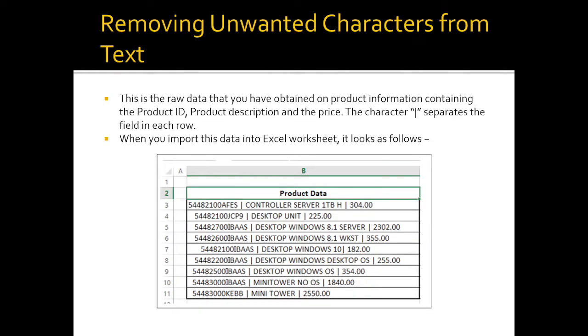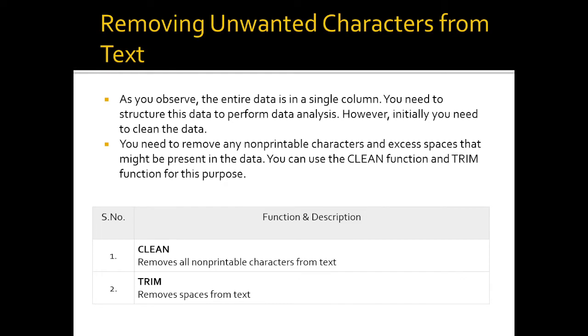This is the raw data that you have obtained on product information containing the product ID, product description, and the price. The single bar, or vertical bar, character separates the fields in each row. When you import this data into an Excel worksheet, it looks as follows. This is how the data will look if you import it. As you observe, the entire data is in a single column.